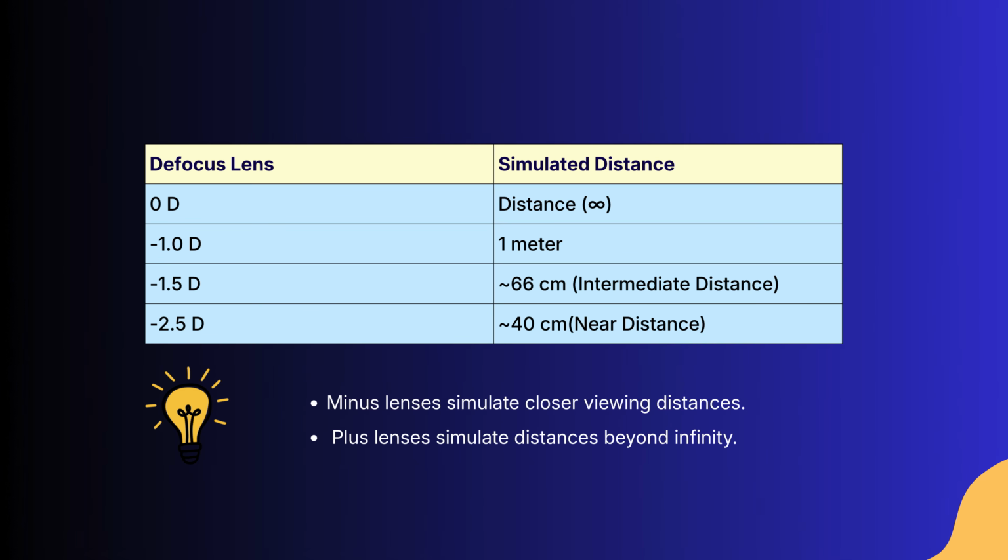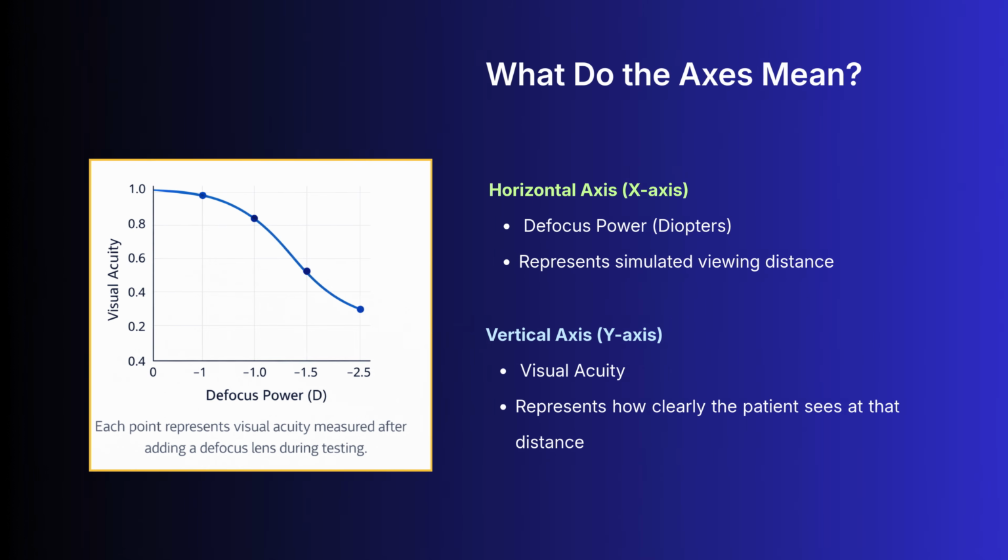Minus 2.5 diopters corresponds roughly to 40 centimeters, which represents typical reading distance. Larger negative defocus values will simulate even closer near tasks. So these measurements are then plotted on a graph. On the graph, the horizontal axis represents the defocus power, which corresponds to different viewing distances, and the vertical axis represents the visual acuity. This produces the defocus curve of that intraocular lens.